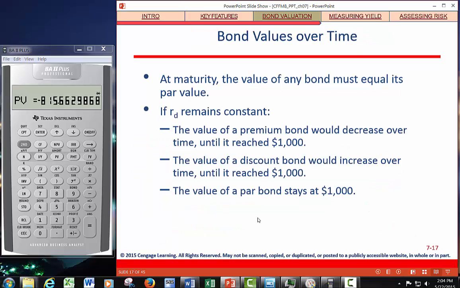So here's a summary of what we were talking about and what this graph was showing on the previous slide. The value of the premium bond goes down, the value of a discount bond goes up over time, and the value of a par bond, where the two rates are equal, stays at 1,000.